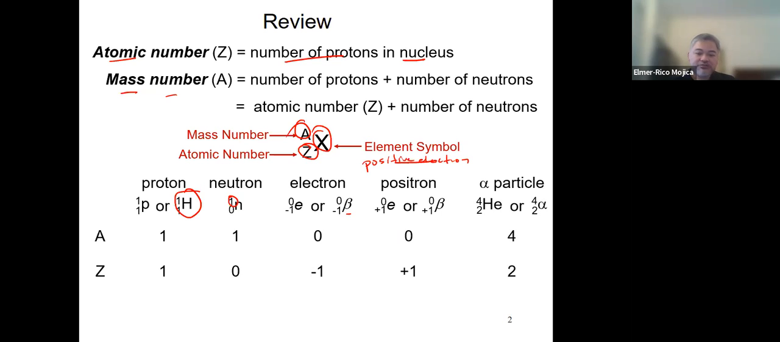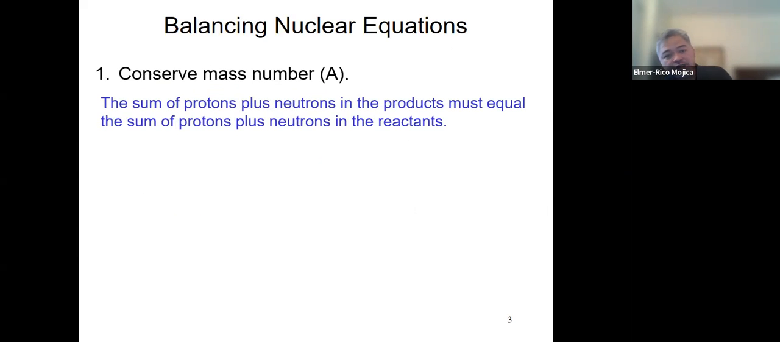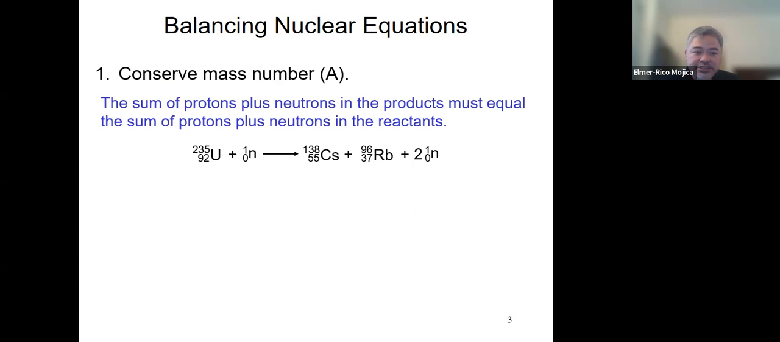Now, why did I ask you to know them? Because in your final exam, you're going to do this so-called balancing nuclear reaction. And usually when you balance nuclear reaction, these subatomic particles are in bold. Okay. So one way to look at this balancing nuclear equation is make sure you conserve the mass number on both sides.